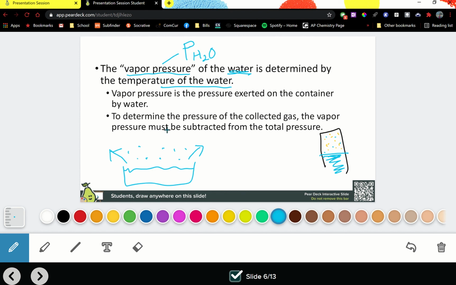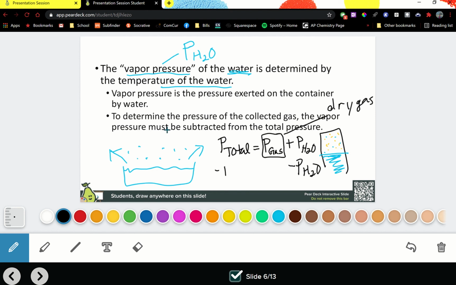So to determine the pressure of the collected gas, the vapor pressure must be subtracted from the total pressure. So if we had to imagine this, we have a total pressure, and that's going to be equal to the pressure of our gas that we collected plus the pressure of the water, that vapor pressure. So if I just want my pressure of my gas, we often call this the dry gas. Okay, we want the pressure of the dry gas. I'm going to have to subtract the pressure of the water from both sides here.